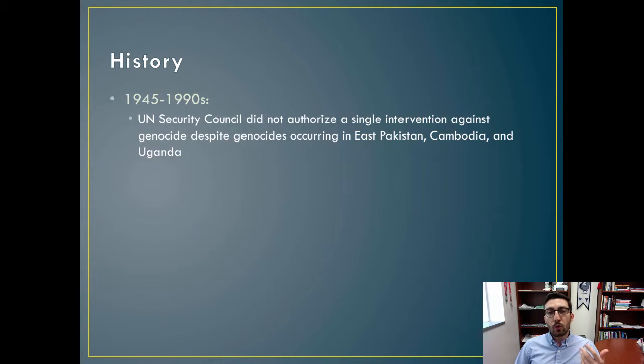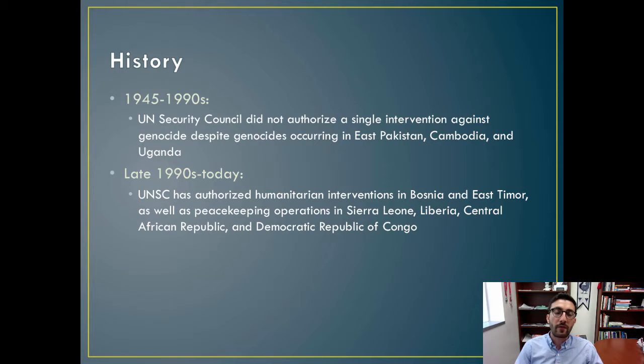After World War II and up through the end of the Cold War, the United Nations Security Council did not authorize a single intervention against genocide, despite genocides happening in places like East Pakistan, Cambodia, and Uganda. But then things changed after the Cold War ended. From the 1990s onward, the UN Security Council has authorized humanitarian interventions in places like Bosnia and East Timor, and also launched peacekeeping operations across the African continent in places like Sierra Leone and Liberia.